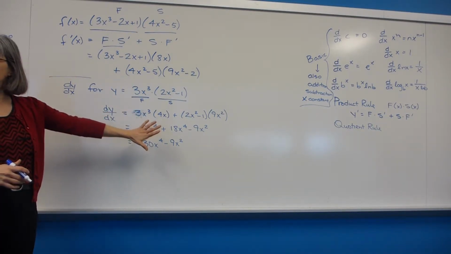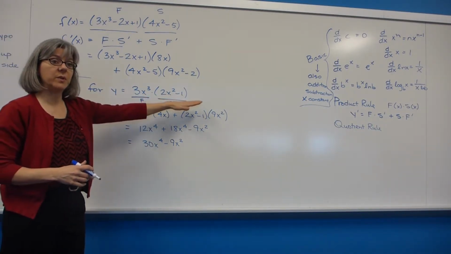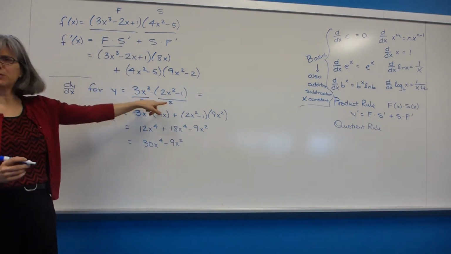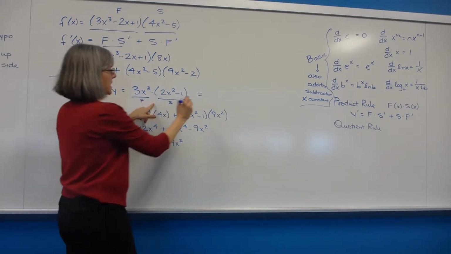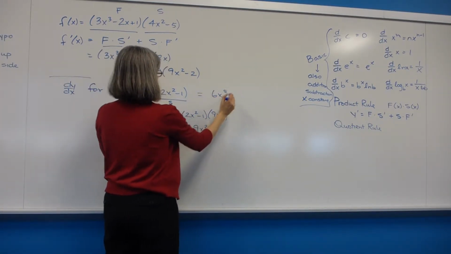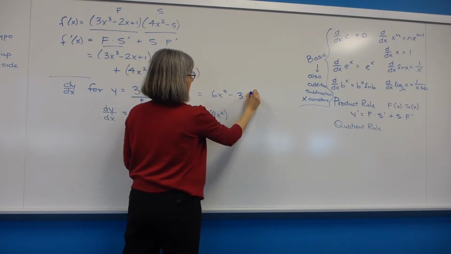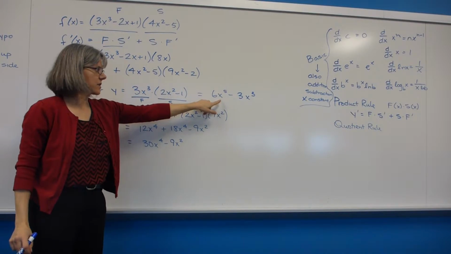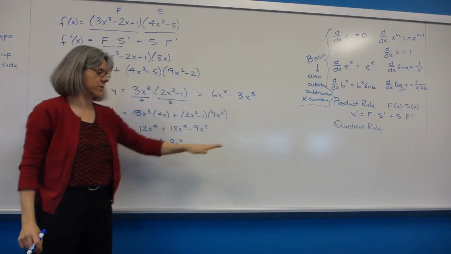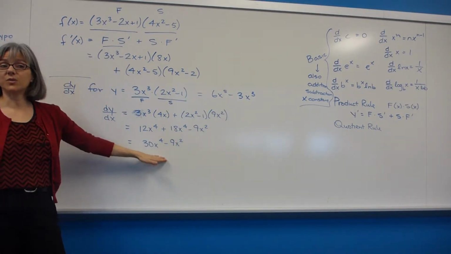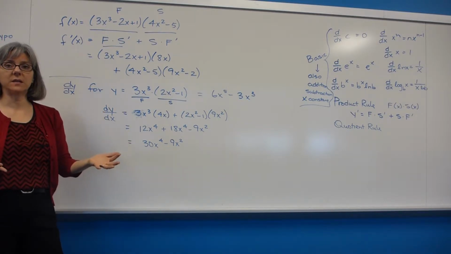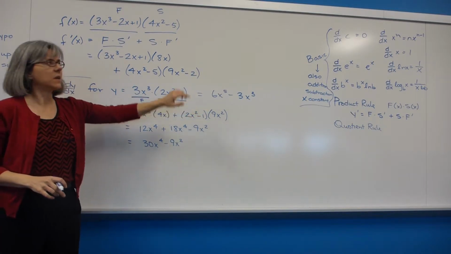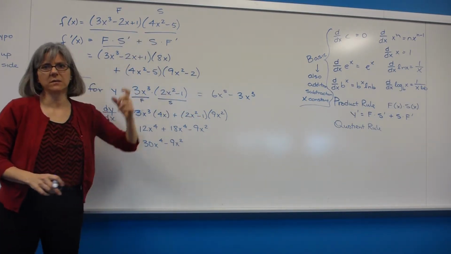So what's the other way to do this? The other way is to multiply this out in the first place. And in this case, that might be easier to do, because it's an easy multiplication, right? So what would I get? I get 6x to the fifth minus 3x cubed. What's the derivative of this? 30x to the fourth minus 9x squared. Same answer. So as is true in math, oftentimes there are multiple right ways to get to the one right answer. In this case, probably multiplying out would be easier. In this case, I think probably not.